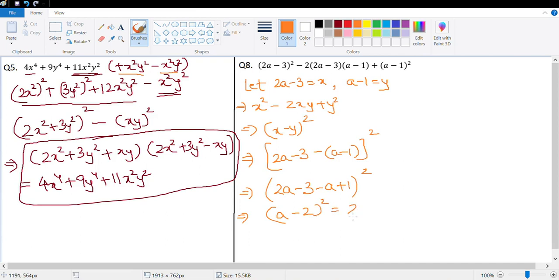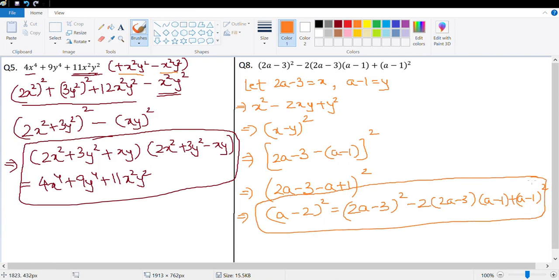And this is equal to (2a minus 3) the whole square minus 2 times (2a minus 3) multiplied with (a minus 1) plus (a minus 1) the whole square. So that's our final answer. This is how it needs to be represented.